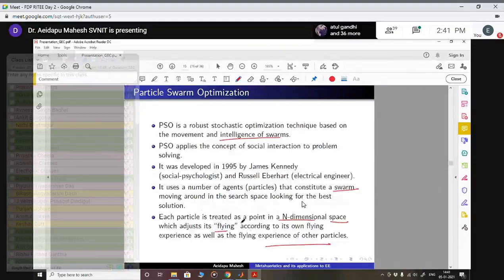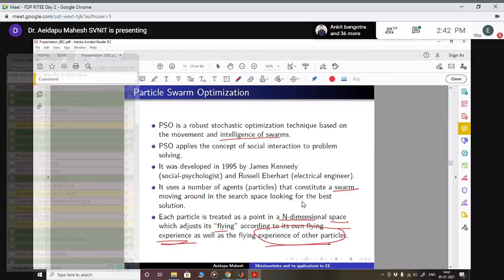Basically, this flying means the updation: the value we have in the present iteration, and when you go to the next iteration, that movement from the present iteration to the next iteration is called flying. This flying is adjusted based on its own flying experience, whatever best it has achieved so far, and based on the global best of the entire population. So it has two bests: one is its own personal best, the other is the overall global best of your entire swarm.